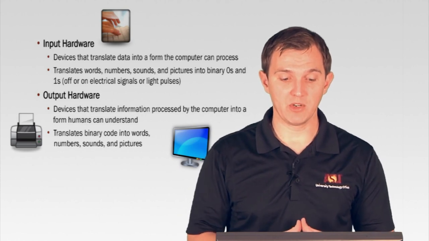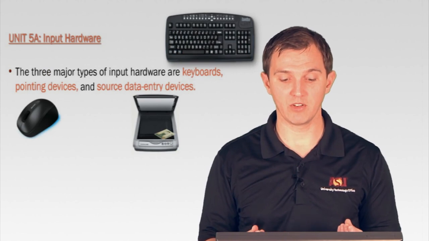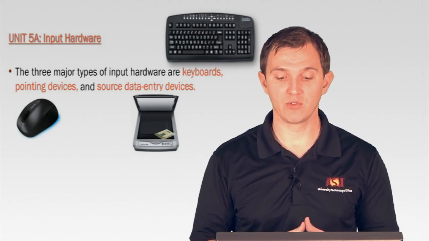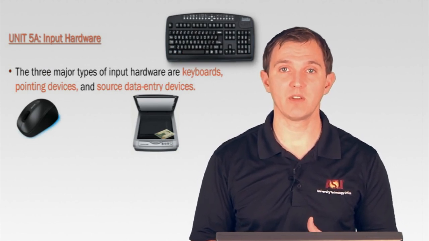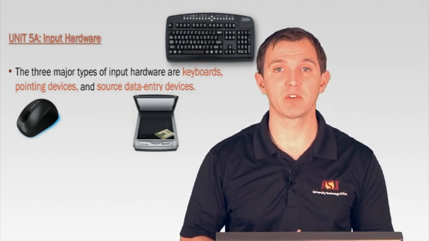So back to input hardware, the three major types of input hardware are keyboards, pointing devices, such as mice, and source data entry devices, and there can be a lot of different types of those. As we see here, that is a scanner in the picture.